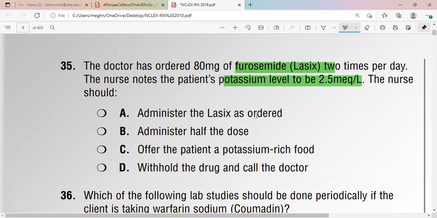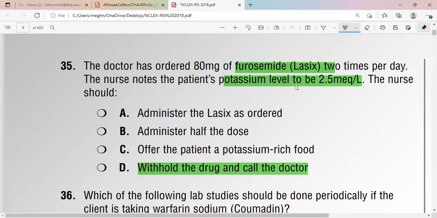Administering the Lasix as ordered is not a good idea because the potassium level is so low. Offering the patient potassium-rich food is definitely a good choice, but it is not the first option. The first option is to withhold the drug and also notify the doctor, right? Then the doctor can decide what to do. So the correct answer is number D, withhold the drug and call the doctor.